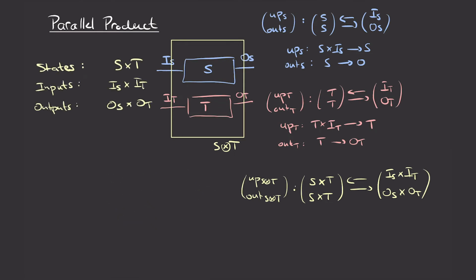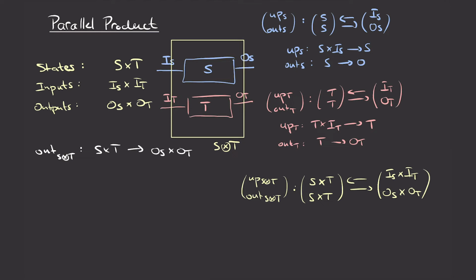Let me move that up there so that I have a bit more space. And now let's think about what the update and output functions of this system need to be. So perhaps the easier case is the output function, because it has a less complicated signature. So the output function of S tensor T is a function that needs to go from the set of states down here to the set of outputs here. So it's a function going from S times T to OS times OT.